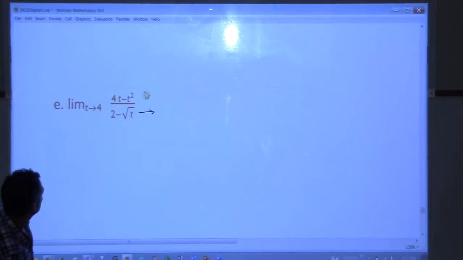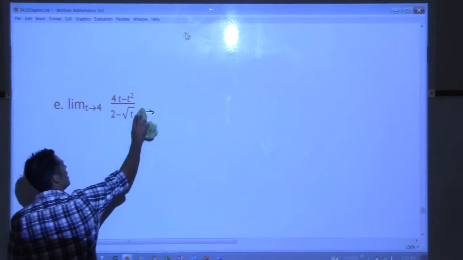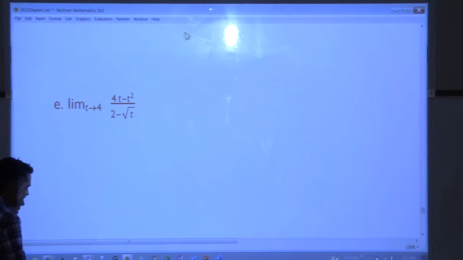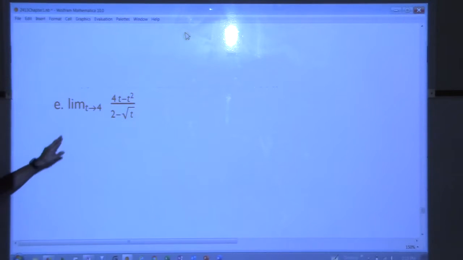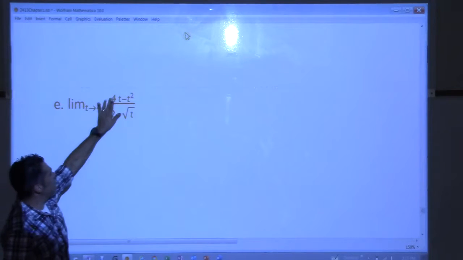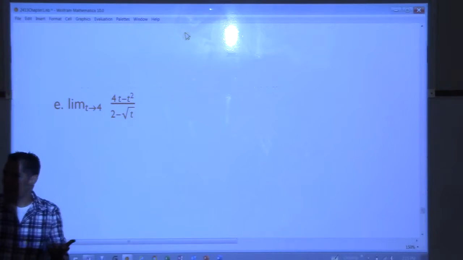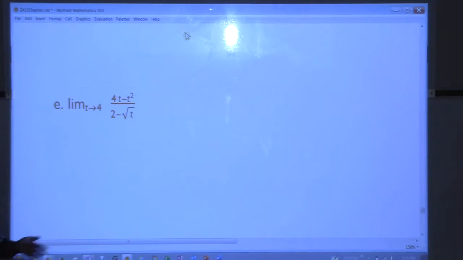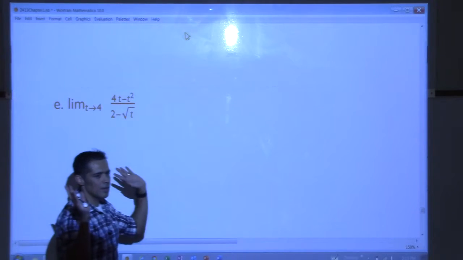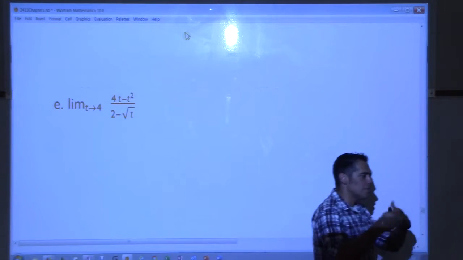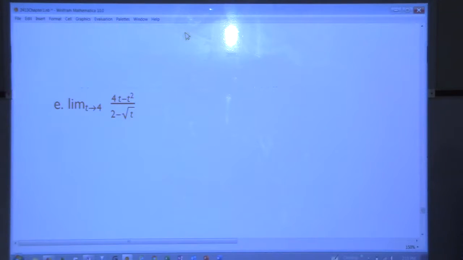All right, let's take a look at that one. So we've switched up. We're no longer using x's. See, we're using t's. Limit, t goes to 4, and the expression has t in it. Okay, so that's a dummy variable. It could be x, it could be t, it could be s, it could be r, it could be any letter you want, all right? So this is just to give you some variety. So what is the limit as t goes to 4 of 4t minus t squared over 2 minus root t?